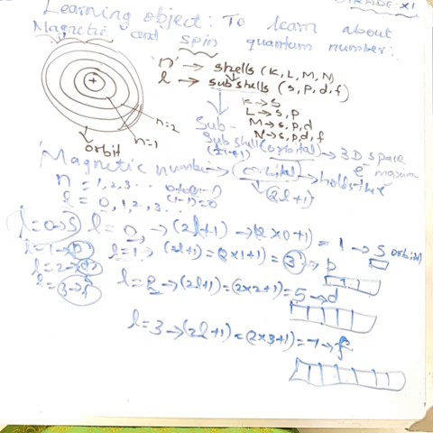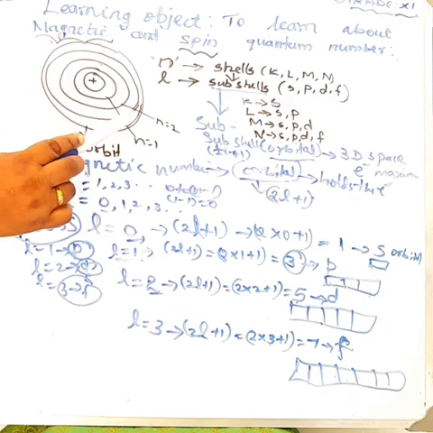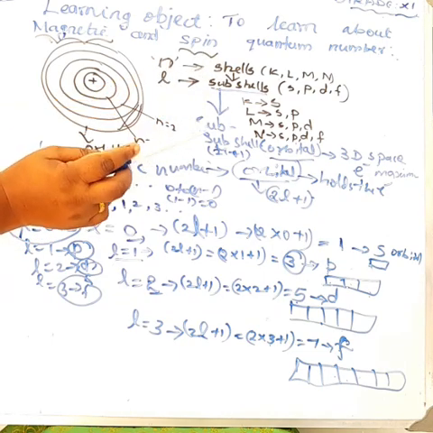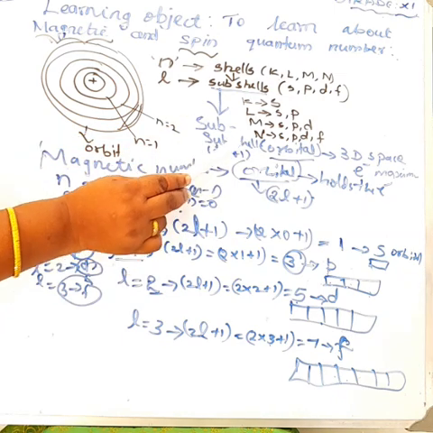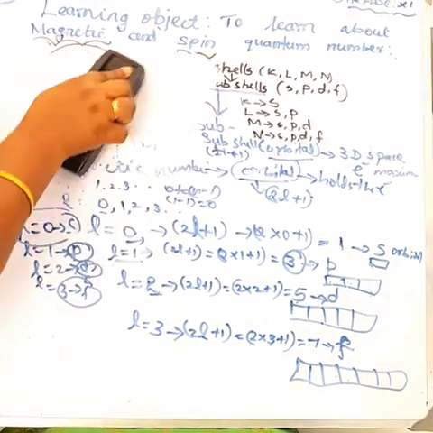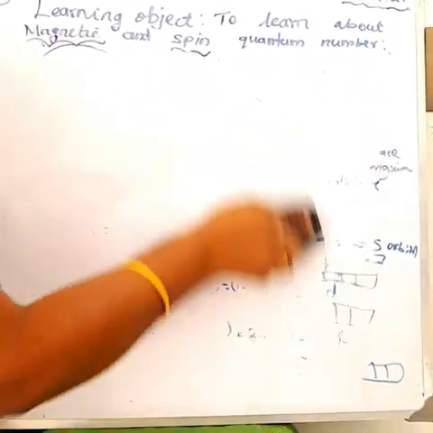Okay, the electrons revolving around the nucleus in a circular path, we call this a shell. Each shell is divided into subshells, and each subshell is further divided into what we call orbitals. Understood? About orbitals, now we are going to study. The magnetic quantum number is denoted by the letter ML.